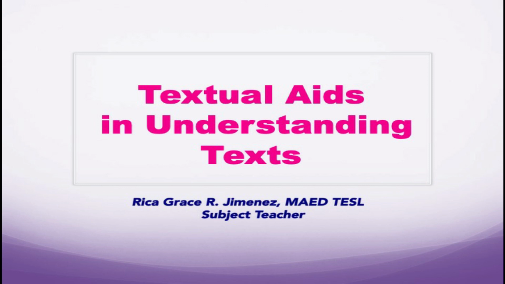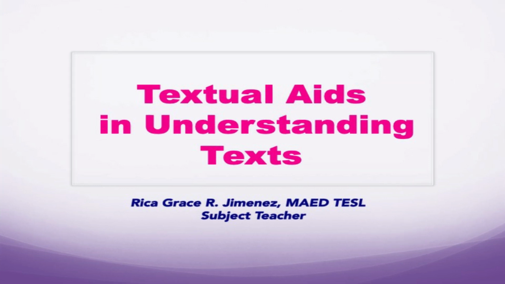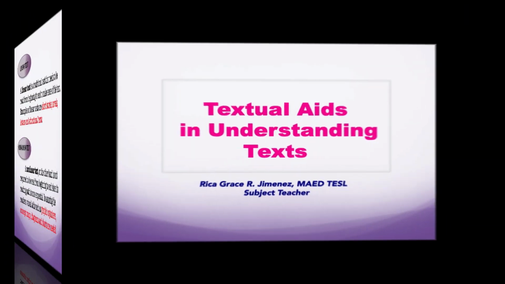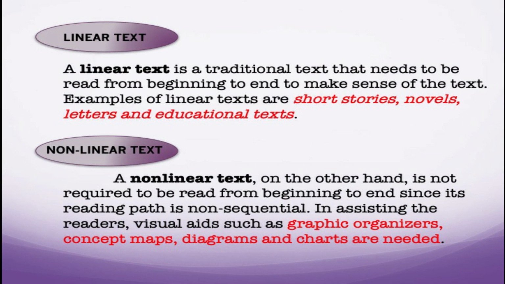You are expected to identify information portrayed in graphics and other nonlinear texts, and convert nonlinear information to textual information and vice versa. The difference between a linear text and nonlinear text is the reading path. A linear text is a traditional text that needs to be read from beginning to end to make sense of the text. Examples of linear texts are short stories, novels, letters, and educational texts.